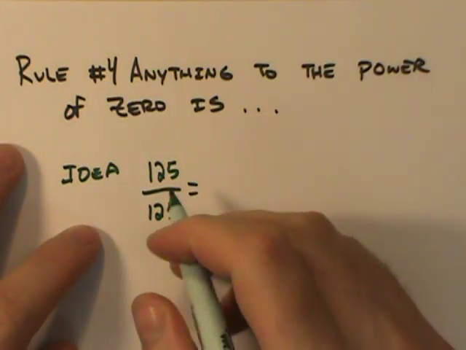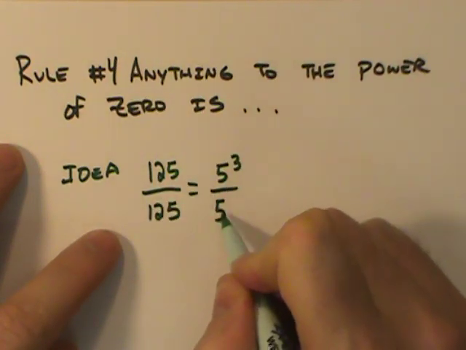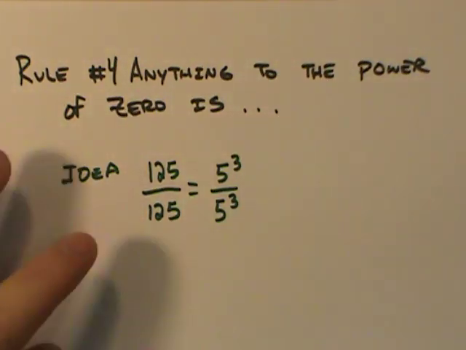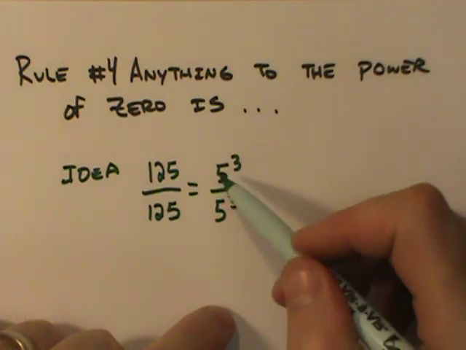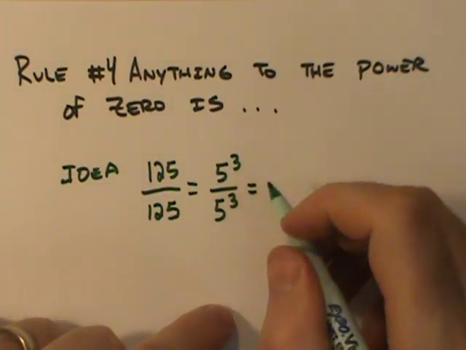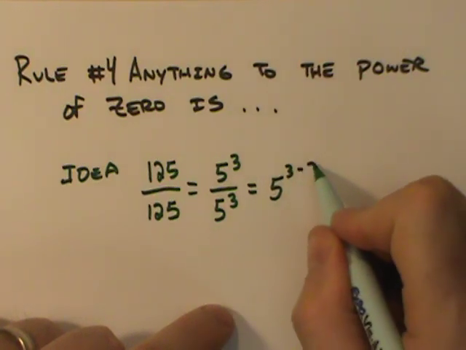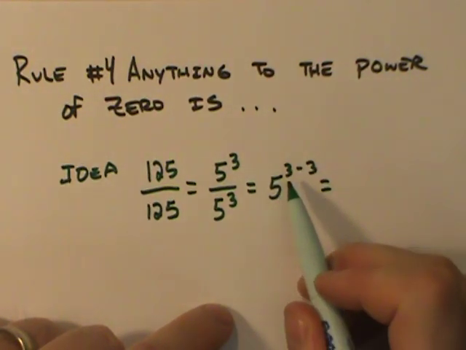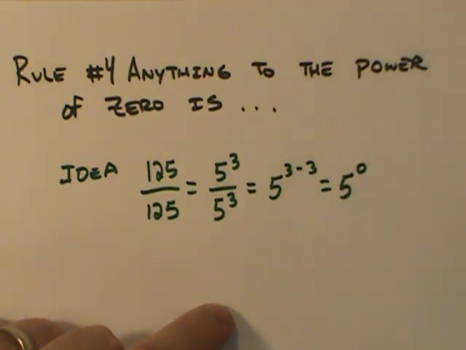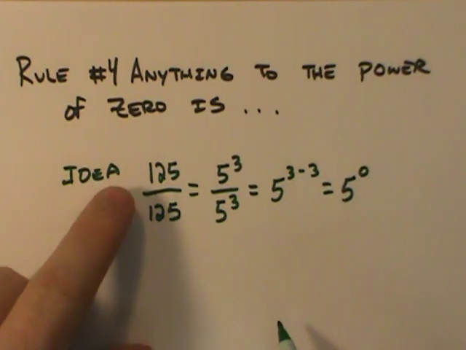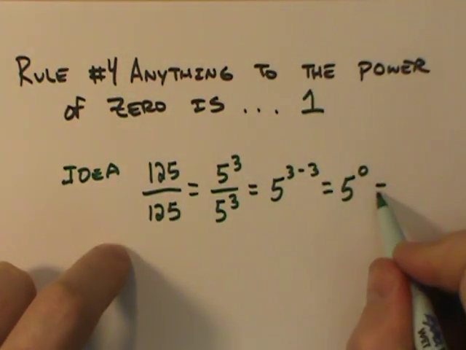But I could write this as 5 to the third power over 5 to the third power. And using the actual rule number 3, if you have division with the same base, you could write this as 5 to the top exponent minus the bottom exponent, which would be 5 to the 3 minus 3. 3 minus 3 is 0. 5 to the 0 power, I think we could all agree, is 1.